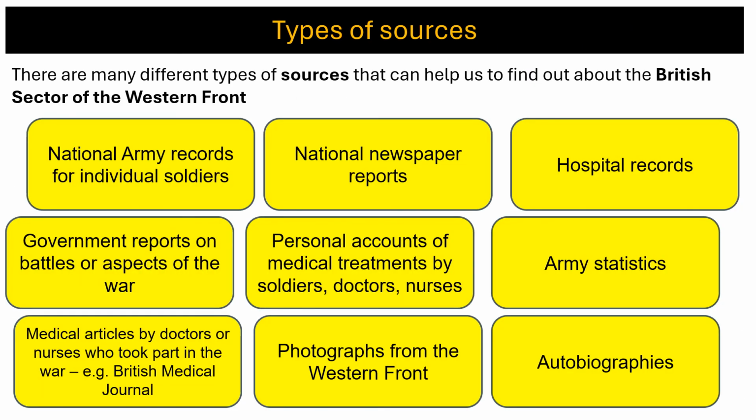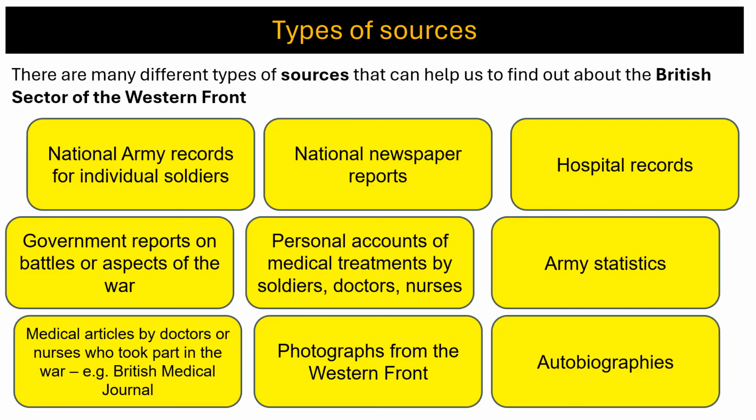So in terms of historical sources, there are many different types of sources that can help us to find out about the British sector of the Western Front. There are National Army records for individual soldiers. National newspaper reports contained reports about different battles. So for example, the Times reporting on the Battle of the Somme in 1916. There's hospital records that have been kept, government reports on battles or aspects of the war, personal accounts of medical treatments by soldiers, doctors and nurses. There's even things like war poetry, for example.